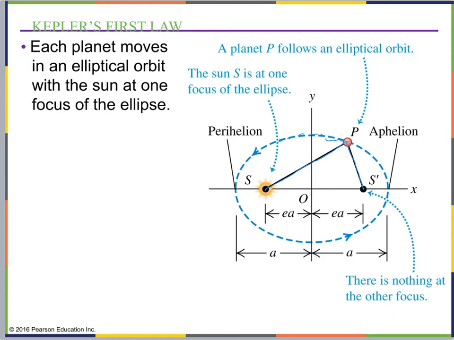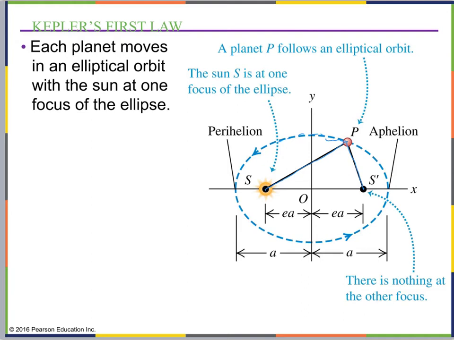In any case, what happened is that was really important because it meant that the distance of the planet from the sun was not always the same. It would vary during the orbit, and that really affected a lot of other motion of the planet, for instance, the speed that it would travel at different points in its orbit.